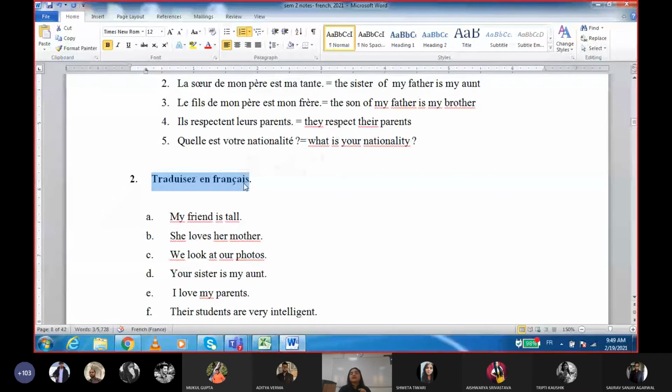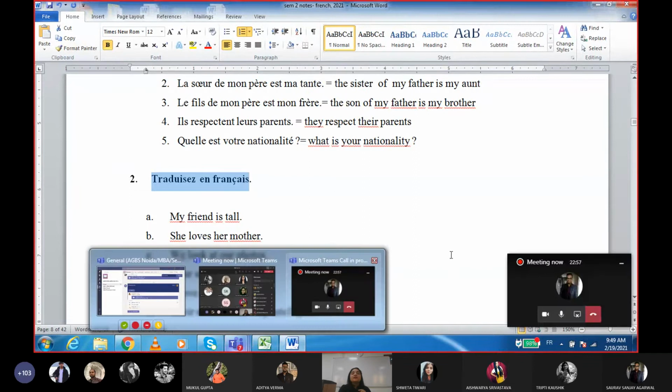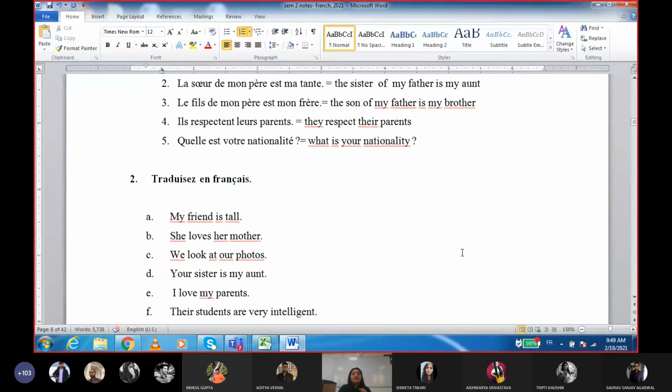In the midterm, translations are not going to come. Even if they do, they are going to be very easy. For example, what is ma? Ma is my. What is ton? Ton is your. Not in the form of a sentence. So this is where we end our lesson number 1, that is possessive adjectives.